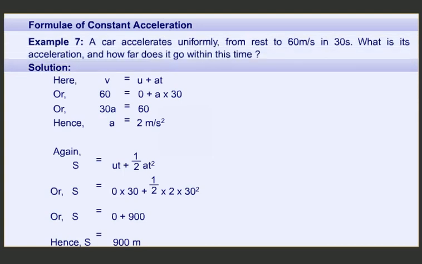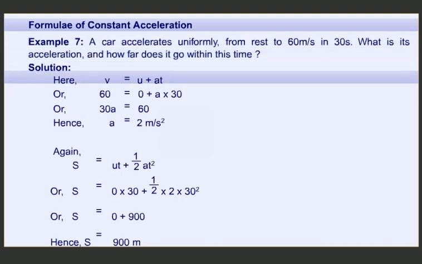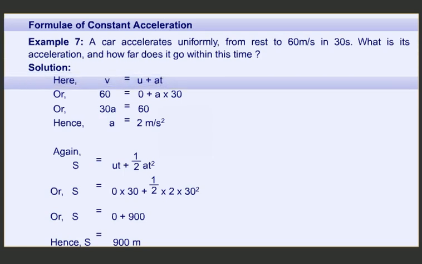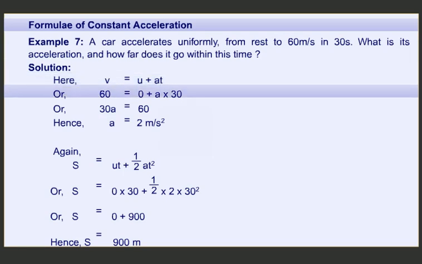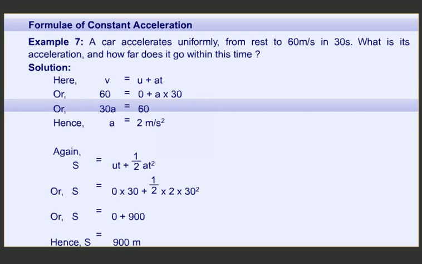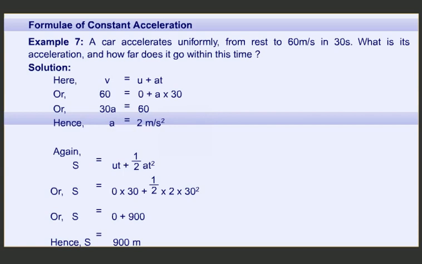Students, look at the solution. Here we have v is equal to u plus at. Now the final velocity is 60. The initial velocity is 0 since the body starts from rest. The value of a is to be calculated and the time given is 30 seconds. So we write 60 is equal to 0 plus a into 30, or 30a is equal to 60. Hence the value of a is equal to 2 meter per second square.